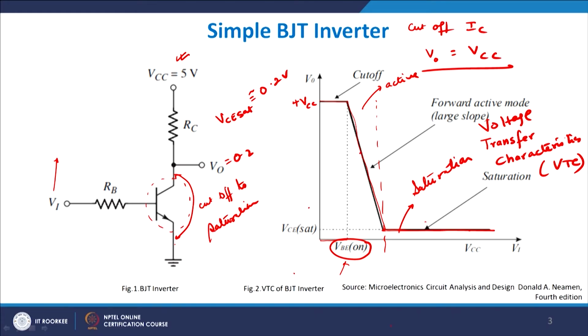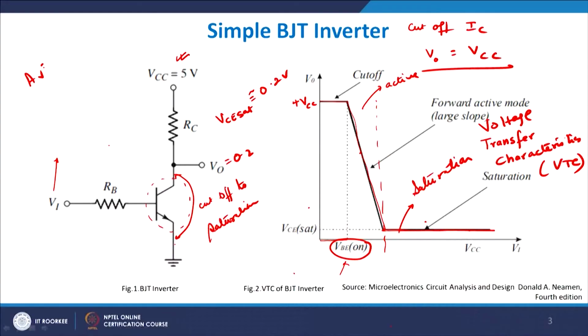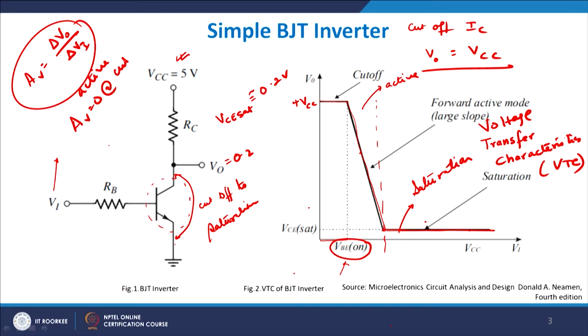The active region is the region where the voltage V0 is a function of Vi, and therefore there is a finite AV, or voltage gain, because AV is defined as del V0 by del Vi. Therefore, I will have a finite gain in the active region, but AV equals 0 at cutoff and saturation. At these two places my voltage gain will be 0.